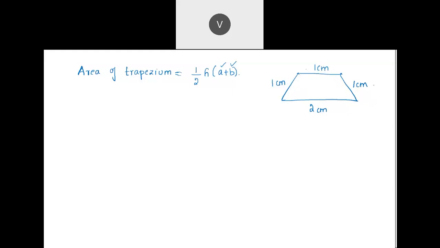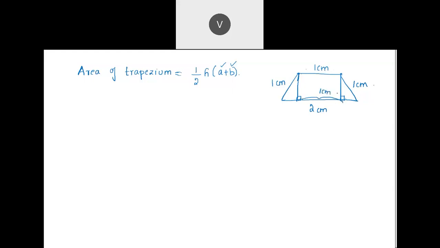Yes, Pythagoras formula. See, from here, you can draw an altitude. Even from here also. We know this length is equal to 1 centimeter. And what about this length?